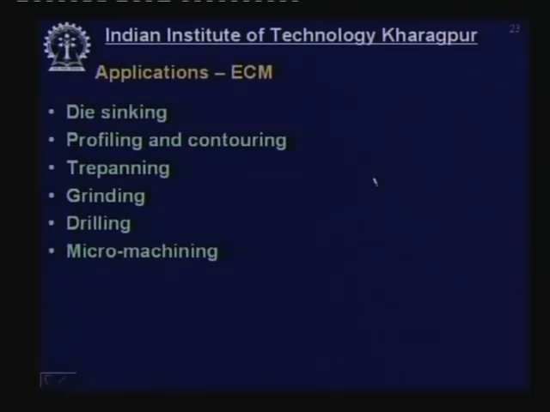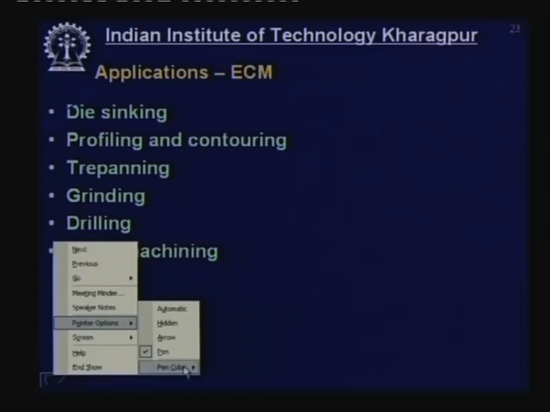Now, let us come to the application of electrochemical machining. As we have already said, under the characteristics of electrochemical machining, it requires electrically conductive work material. As long as your work materials are electrically conductive, irrespective of their mechanical properties, like what is their Young's modulus, what is their hardness, it can be machined.